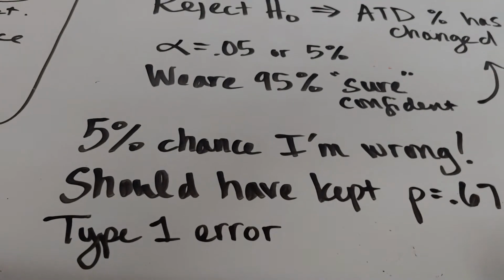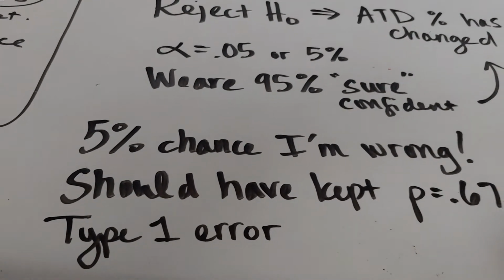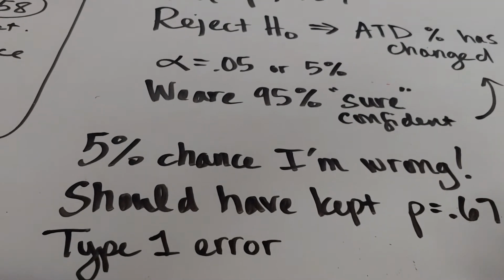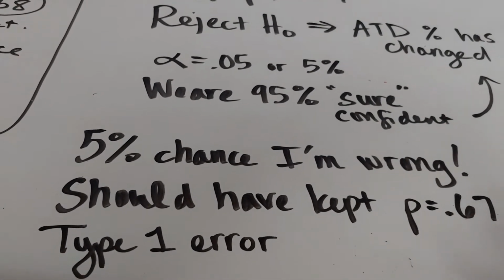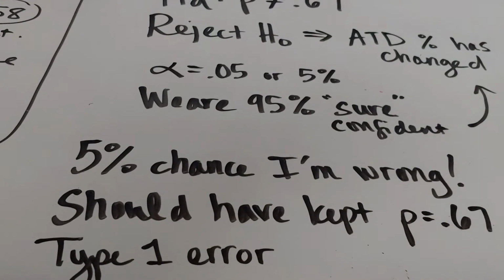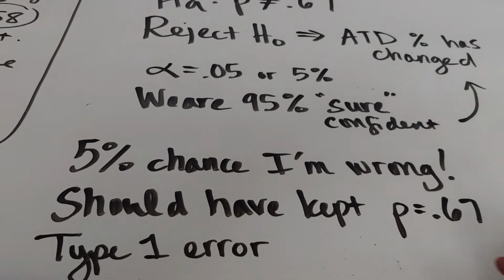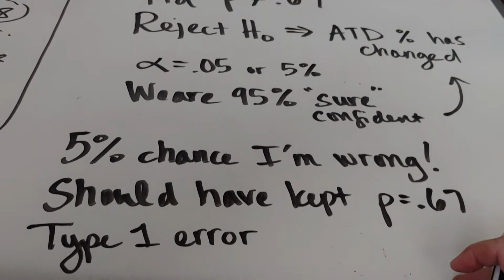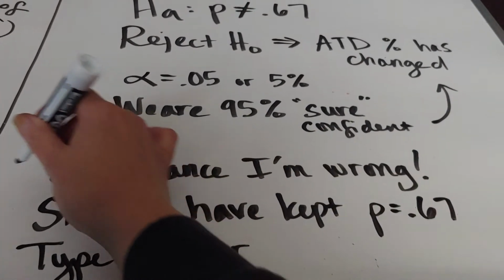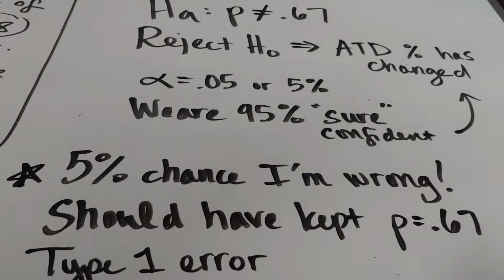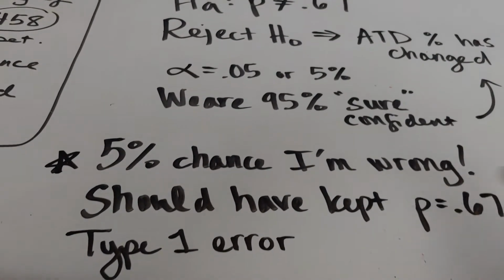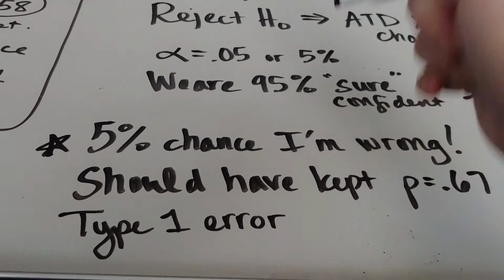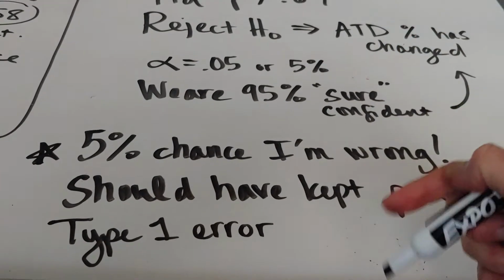Okay. So there's a 5% chance that I've made this error, and that happens every single time. But there's a 95% chance I'm right, so we like to focus on the positive. Okay. So when they ask about error, first off, there's a 5% chance that you're wrong. Secondly, type 1 error is when you reject the null and you should have kept it.